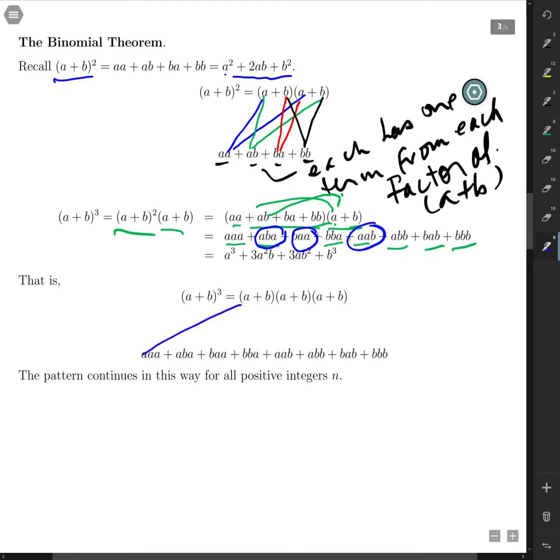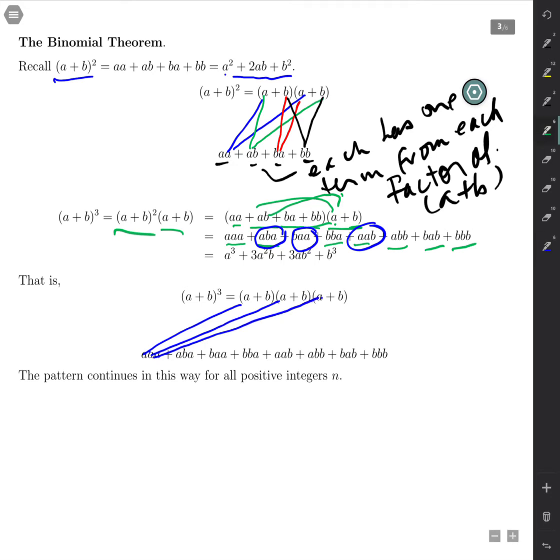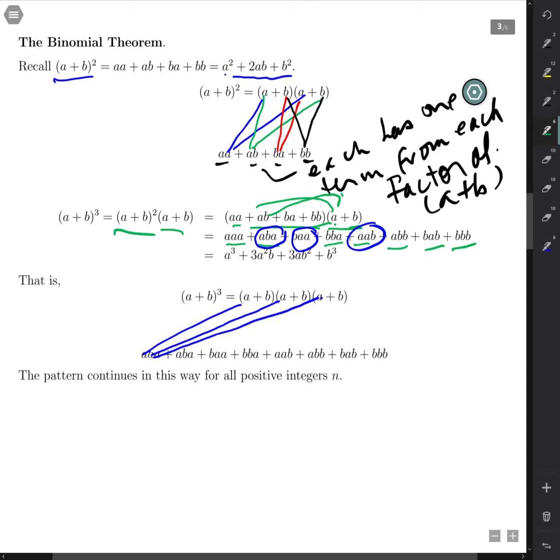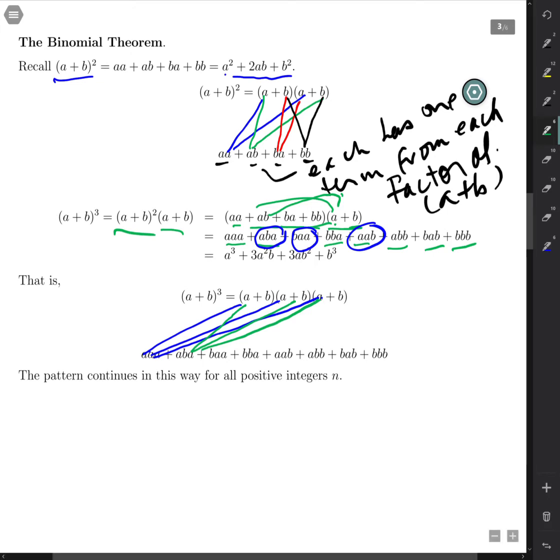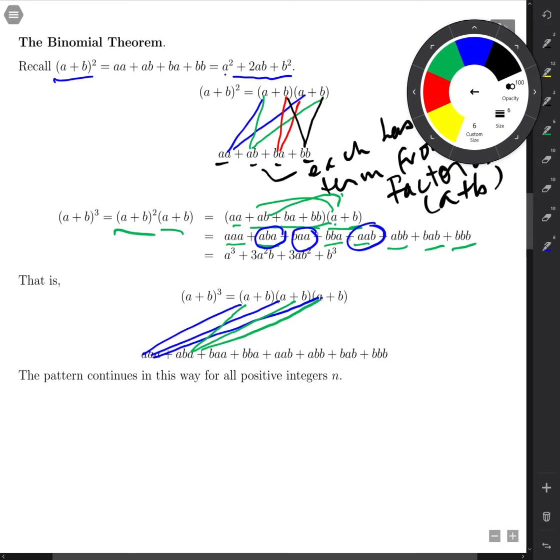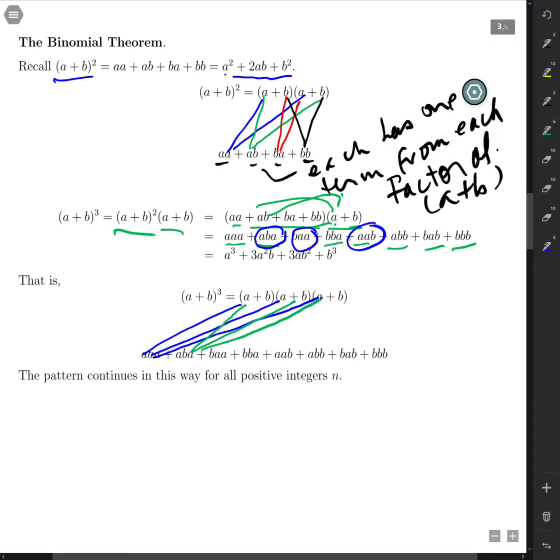this term in the AAA that we have there comes from taking an a out of each of these. And then the second one, ABA, comes from taking an a here, a b from the second one, and an a from the third one. Yeah? And in like fashion, you can see that each of these terms comes from taking exactly one of each of the factors of a plus b above.